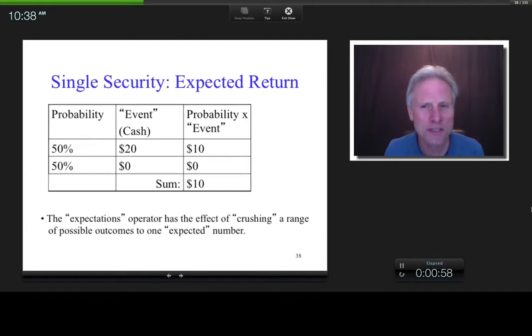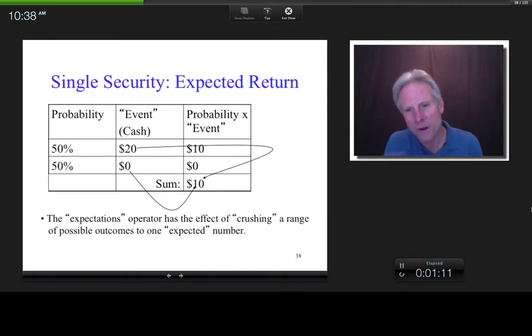And so what does the expectations operator do? Well, it basically has the effect, if you will, of crushing a range of possible outcomes. In this case, there were just two possible outcomes, $20 or $0, and crushing them, if you will, into one expected number.